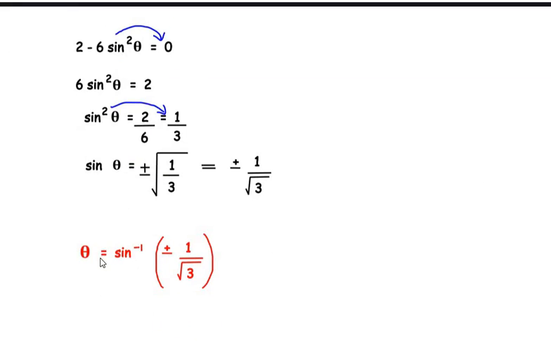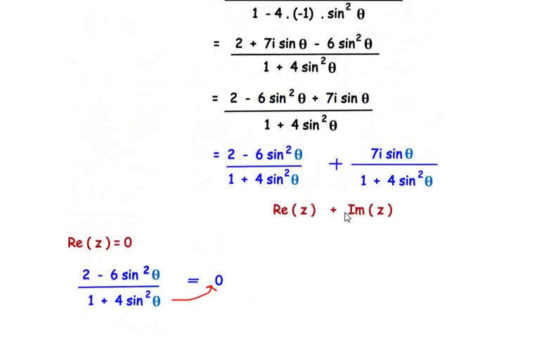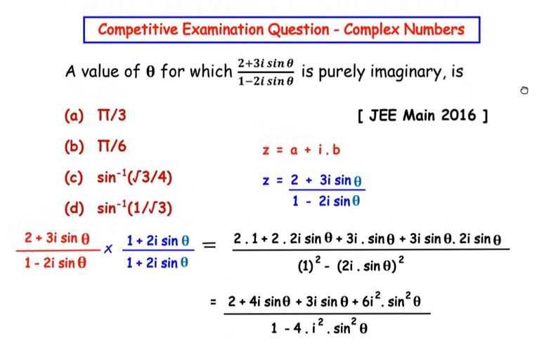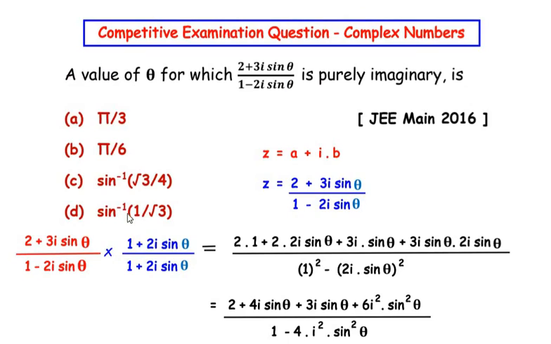So here the value of theta could be sine inverse of 1 over square root of 3 or sine inverse of minus 1 over square root of 3. So let us come back to the options and see if this is one of the answers. So here we have option D, that is sine inverse of positive 1 over square root of 3. So D is our answer.